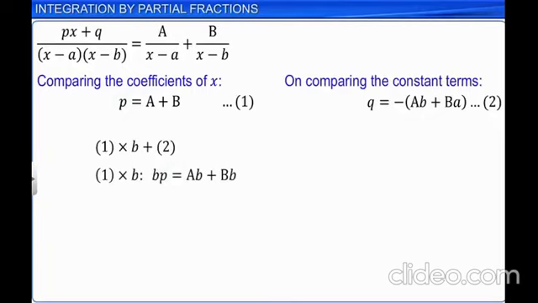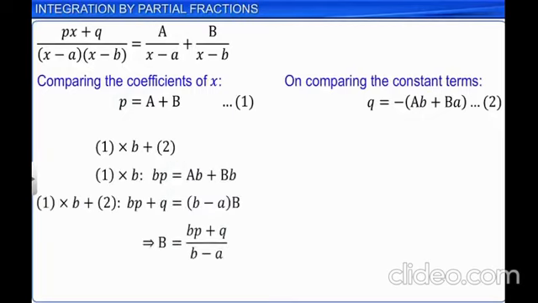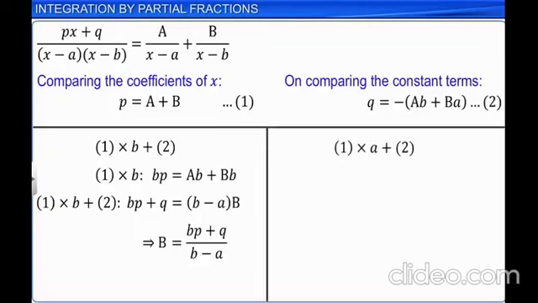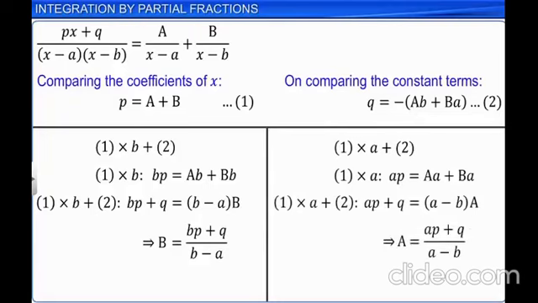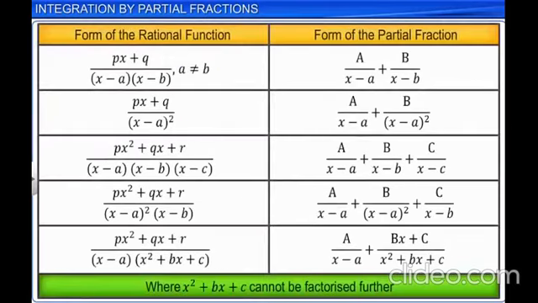This gives B = (bp + q) upon (b - a). Similarly, we multiply equation 1 with a and add to equation 2. This gives A = (ap + q) upon (a - b). This is how we find the constants A and B. Similarly, the constants in the other expressions can also be found.